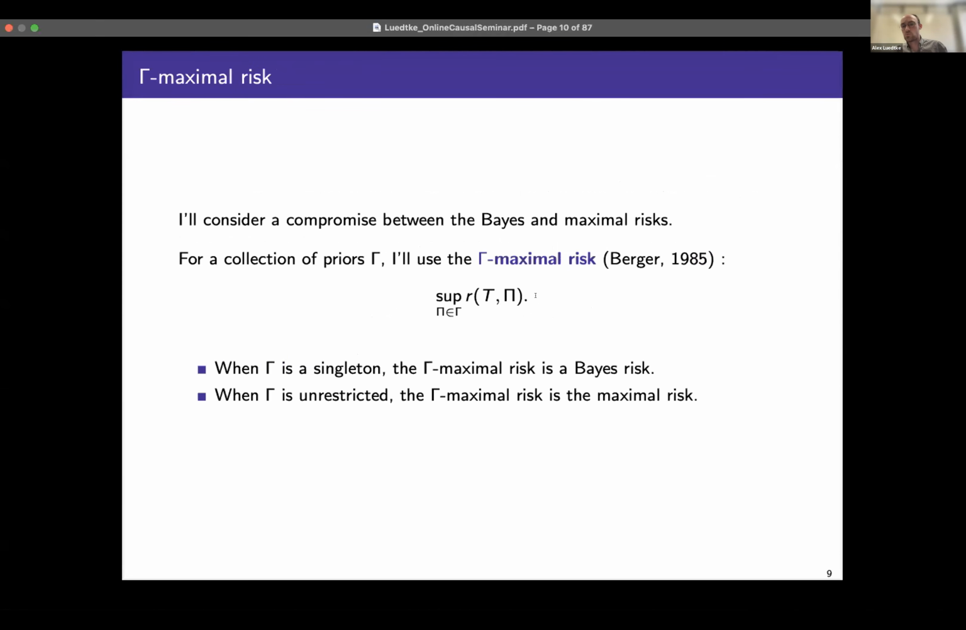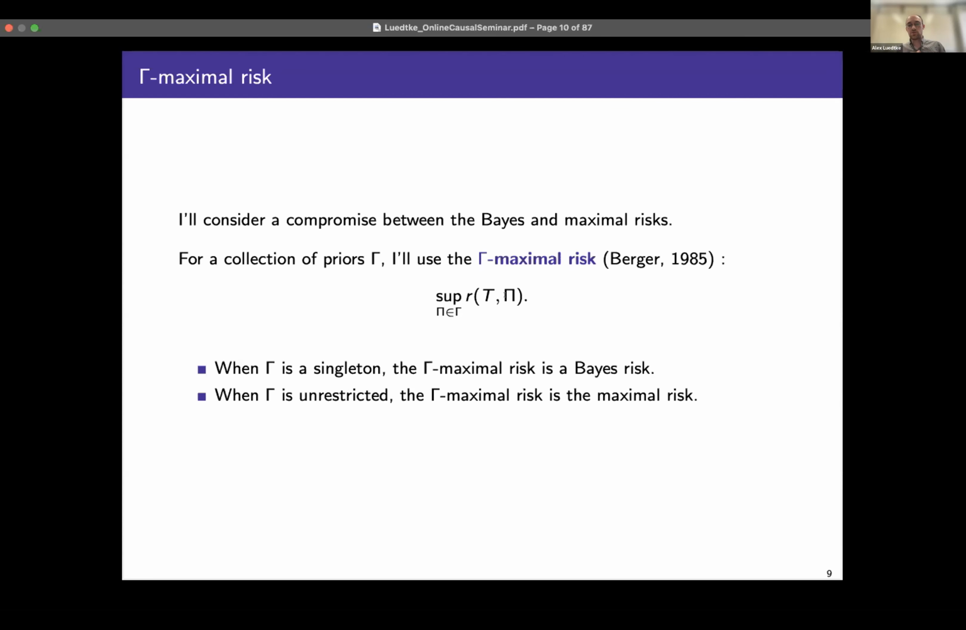So here I'm going to consider a compromise between these two risks that's known as the gamma maximal risk. It goes way back. Here I'm citing a Berger textbook from 1985 that gives textbook coverage of this material. So what is the gamma maximal risk? Well, it's a worst case risk, but now it's a worst case Bayes risk where we have some collection of priors that we're willing to consider, some collection gamma, and we look at the worst case Bayes risk of the rule T across all priors in gamma.